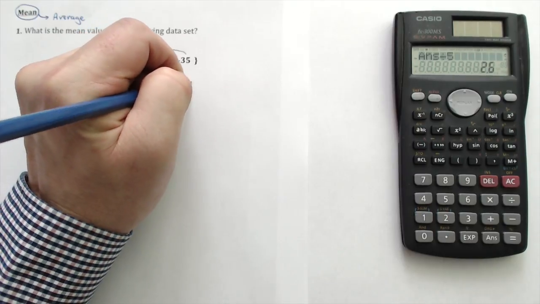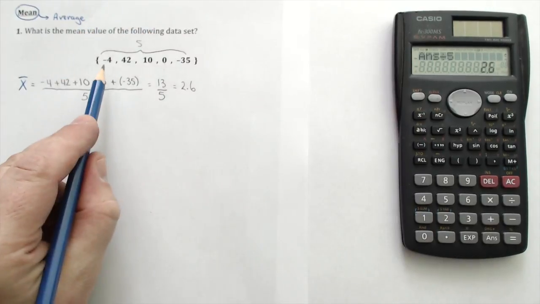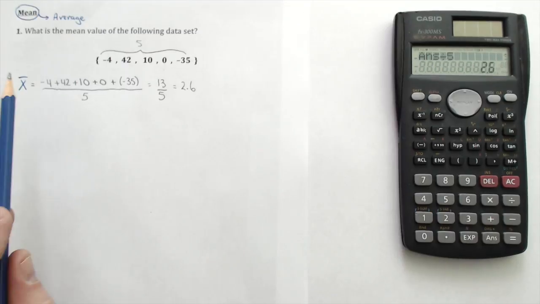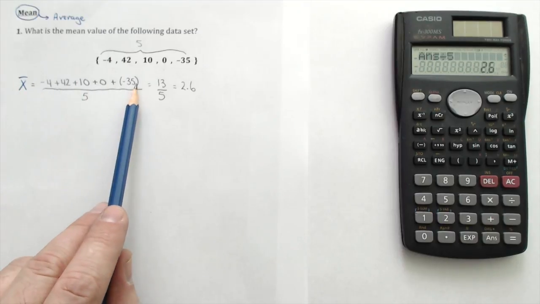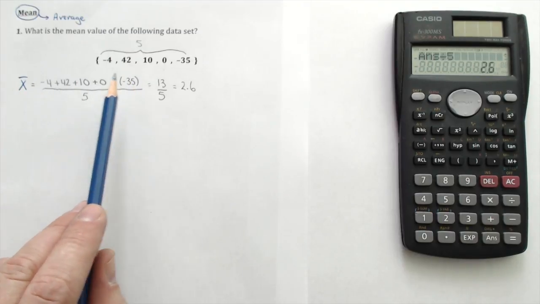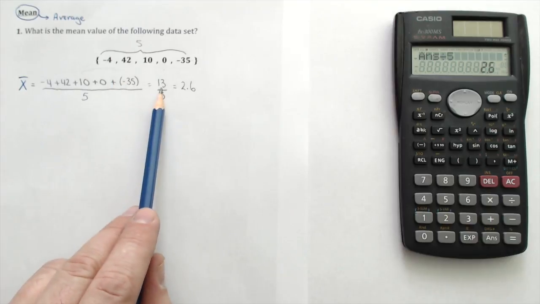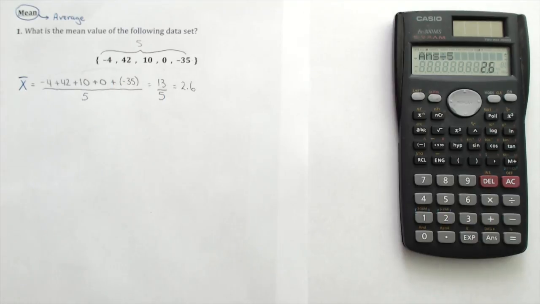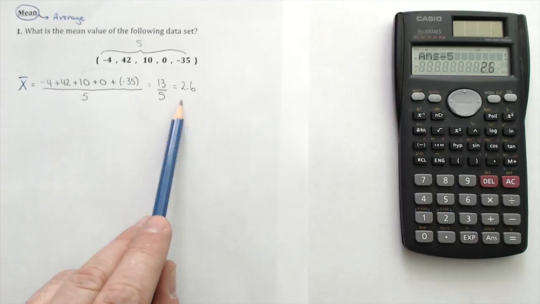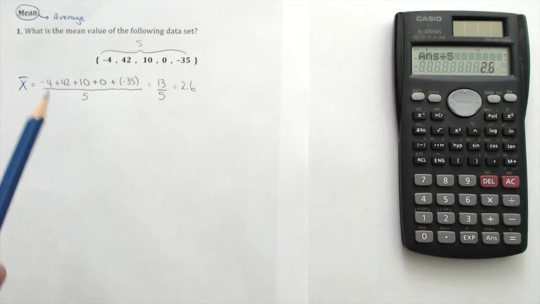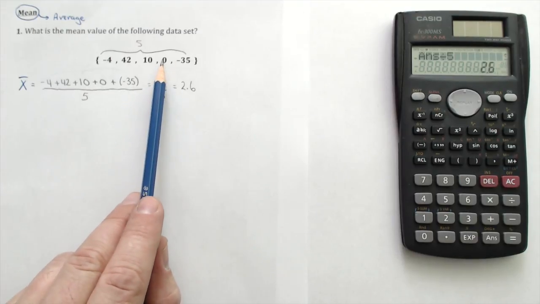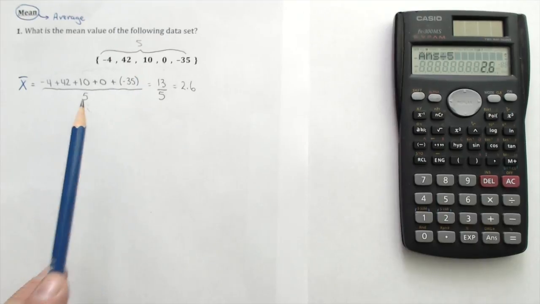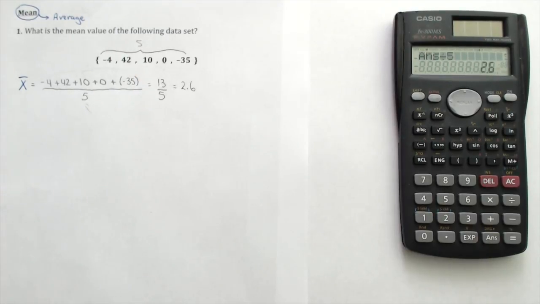So the mean, or the average, of this set of numbers is 2.6. Okay, so you just add up all the top, hit equals to get that sum of 13, and then divide by 5 in this case, and simplify, and you're done. So just as a reminder, don't forget that that 0 is one of the 5, and you'll be good.